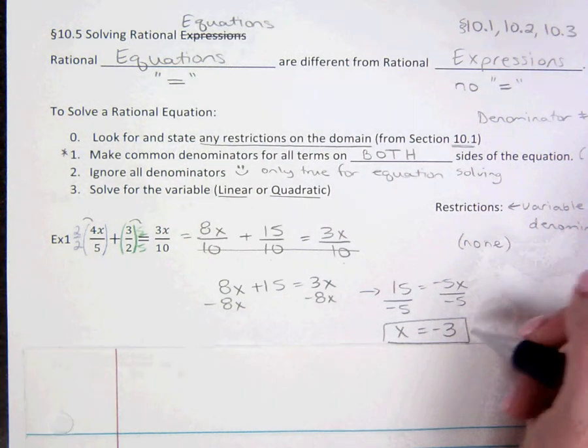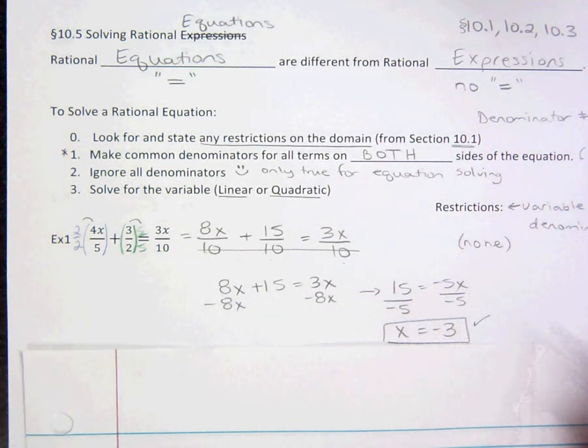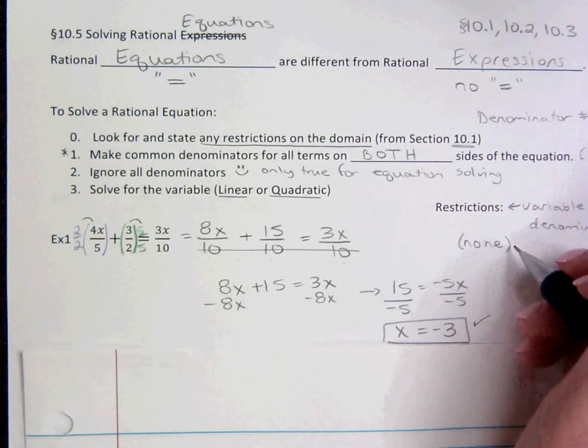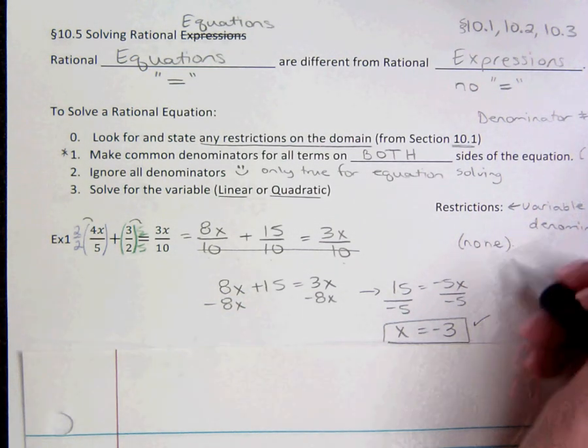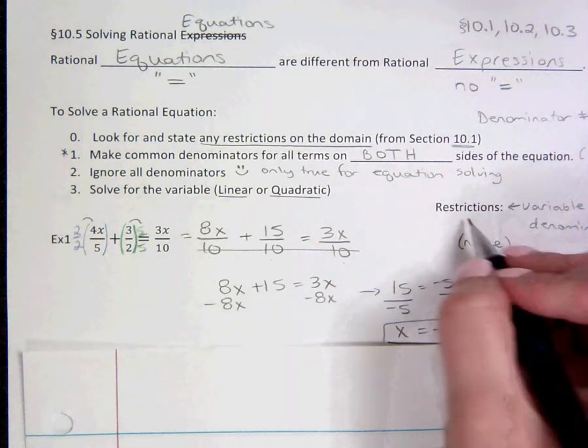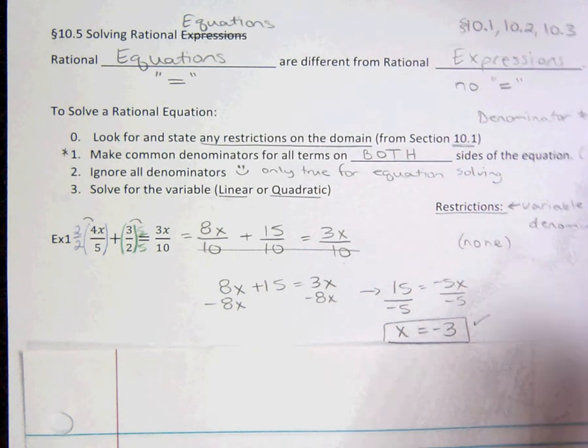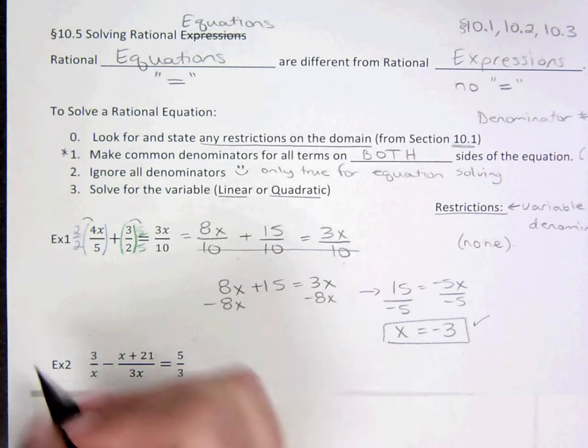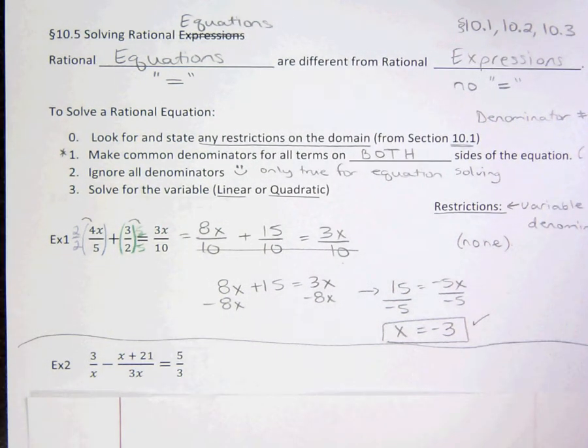Because there were no restrictions, that is a valid answer. If there are restrictions, once we get our answers, we have to go back and double check that they are not one of their restrictions, and we'll see that a couple times as we go along. Alright, let's look at example 2.